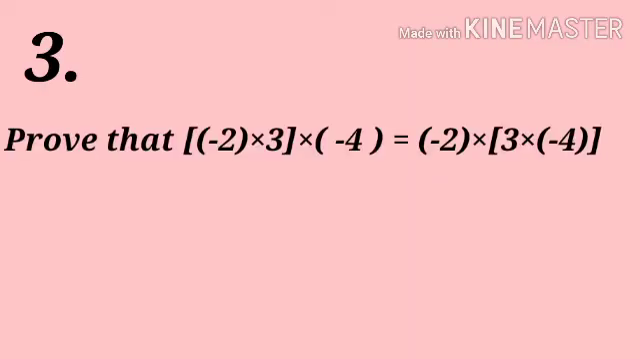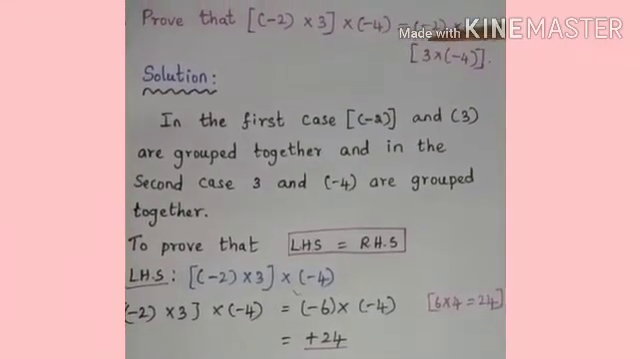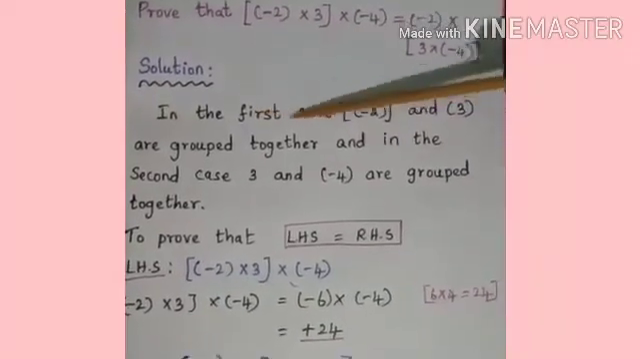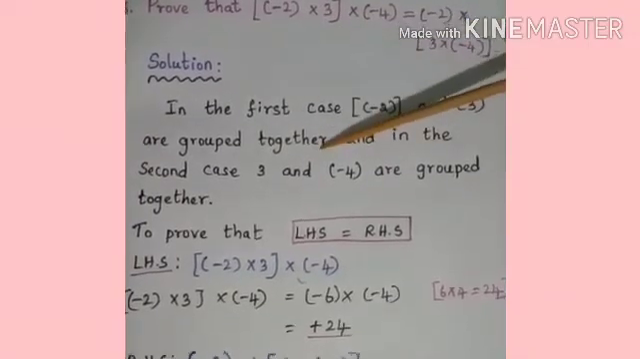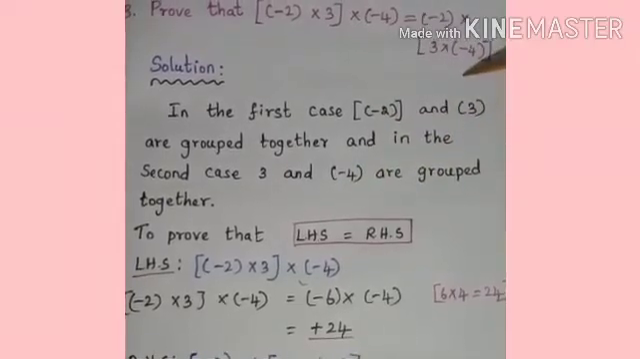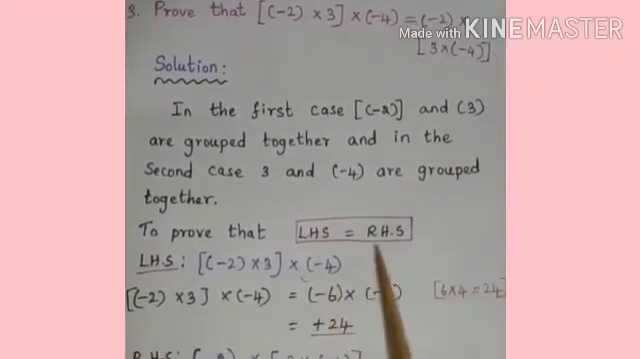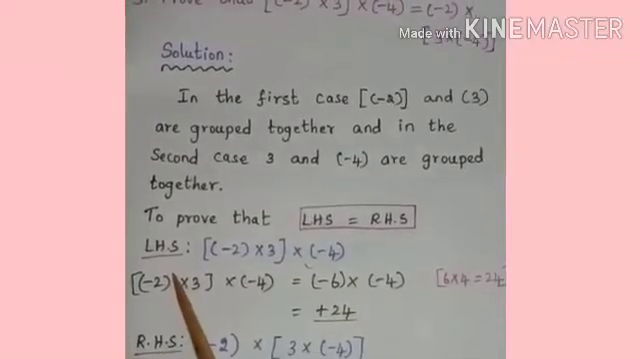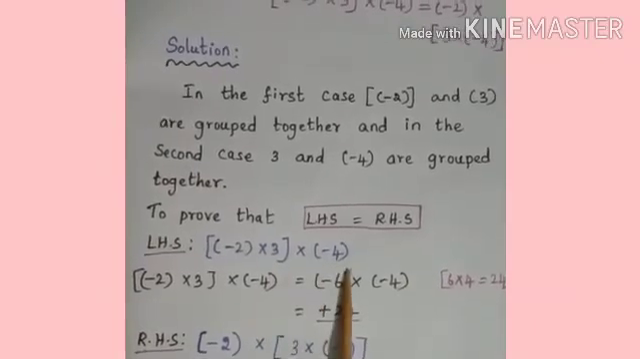Third problem. Students, prove that [minus 2 into 3] into minus 4 is equal to minus 2 into [3 into minus 4]. Solution. In the first case, minus 2 and 3, which are on the left hand side, are grouped together, and in the second case, 3 and minus 4, which are on the right hand side, are grouped together. In this problem, we have to prove left hand side is equal to right hand side. Now, let us take the left hand side expression, that is [minus 2 into 3] into minus 4.